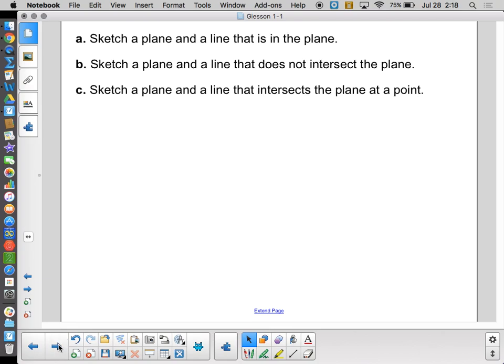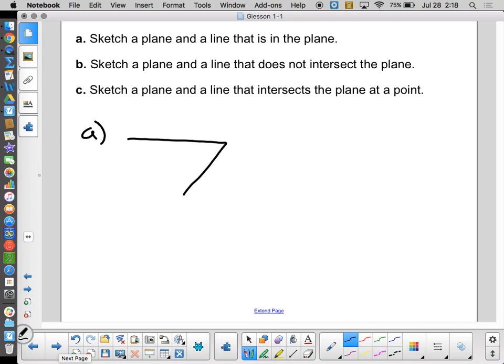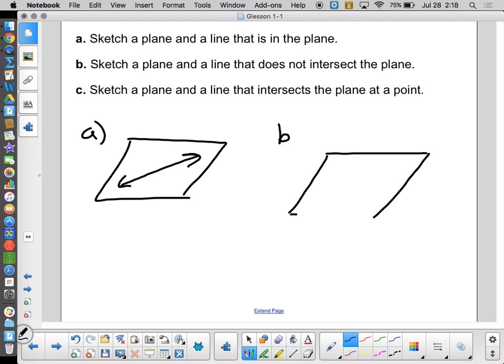Lastly, there's going to be a little bit of sketching, pretty simple. Sketch a plane and a line that is in that plane. When we sketch a plane, we generally just draw a parallelogram and a line in that plane. There we go. And it doesn't say we have to put points or anything in it. That's all we really need to do. Sketch a plane and a line that does not intersect the plane. It's a little trickier. But again, we start by sketching the plane, and I want the line not intersecting the plane, so maybe I'll put it up here. And I'll say that that line does not intersect the plane.